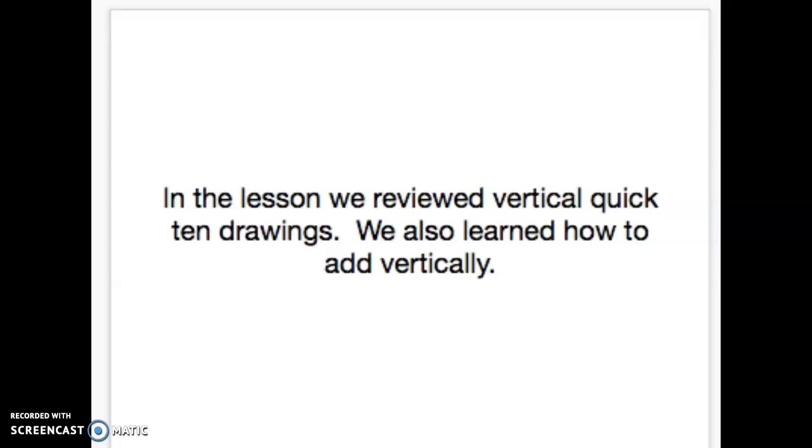In this lesson today, we reviewed vertical quick 10 drawings. We also learned how to add vertically.